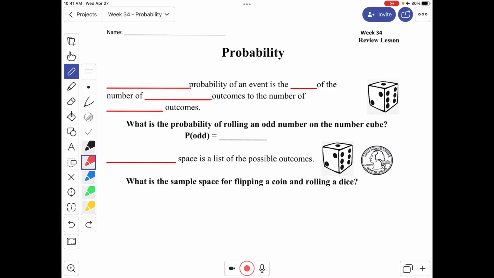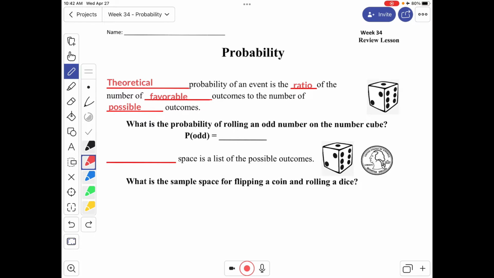This week we will be discussing probability. Theoretical probability of an event is the ratio of the number of favorable outcomes to the number of possible outcomes. A ratio is just a fraction.